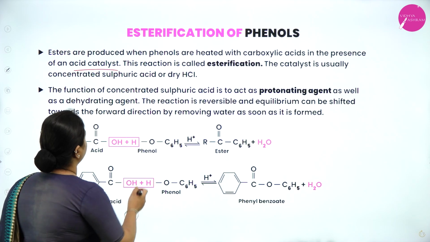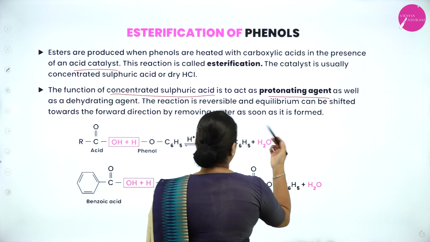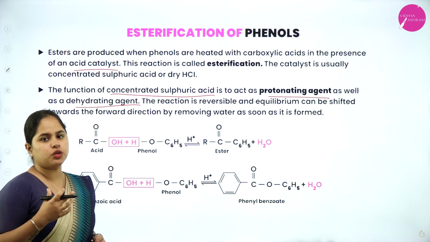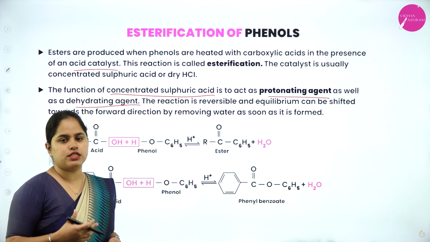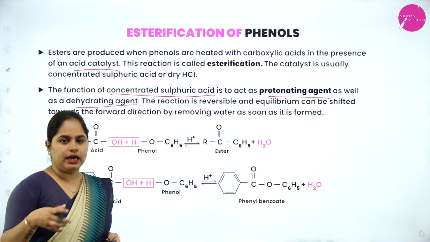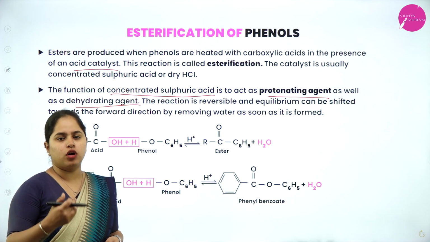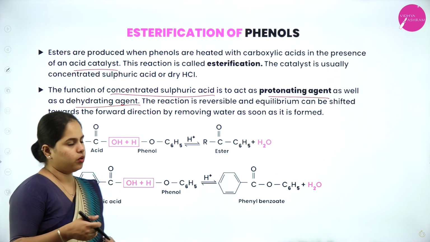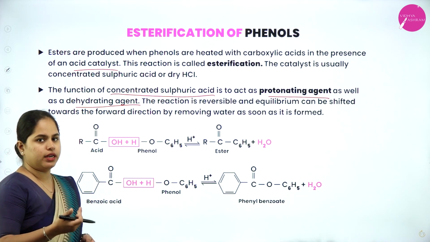So the function of the concentrated sulfuric acid is to act as a protonating agent as well as a dehydrating agent. So the reaction proceeds in an acid catalyst, that means concentrated sulfuric acid or HCl we are going to use. This is because it acts as a dehydrating agent. As I told, water will be removed, right? So for that, concentrated sulfuric acid is used as a dehydrating agent, okay? As well as a protonating agent, means it is able to donate its H+.